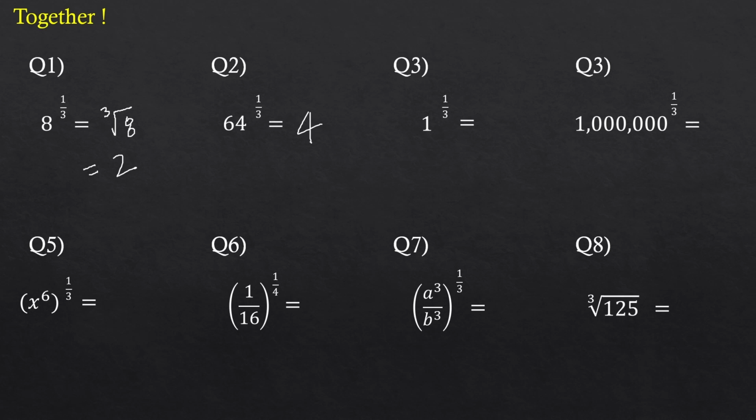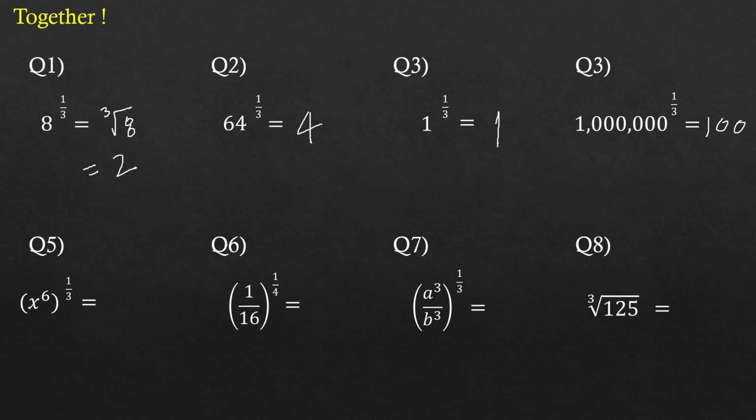Okay, I hope you're following me well. Now question 3, 1 to the power of 1 over 3. Obviously, that should be 1. It's the easiest question. Now how about 1 million to the power of 1 over 3? So a number that becomes 1 million when you multiply 3 times, do you know? Do you know that number? It's 100. Check it. If you multiply 100 3 times, it'll become 1 million. Alright, let's move on quickly.